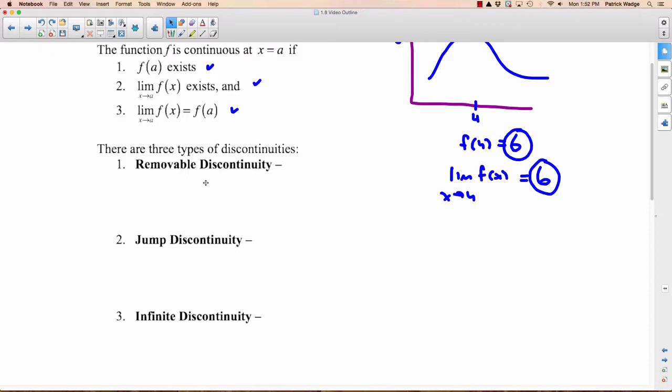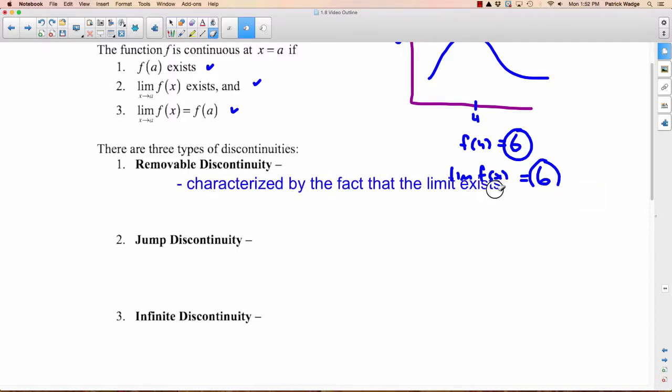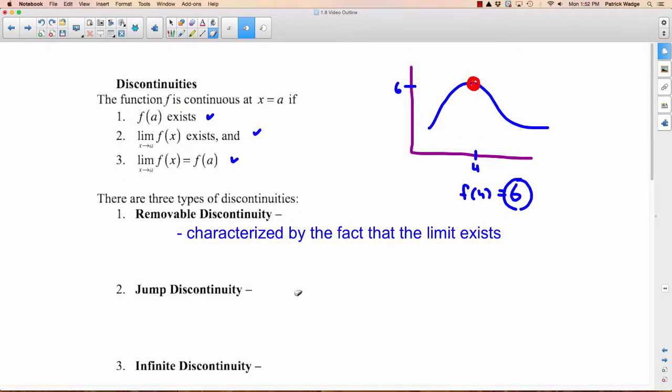So with a removable discontinuity, it's characterized by the fact that the limit exists. The limit does exist, even if we have this open circle here. In this case right here, the limit does exist, because if I look from the left-hand side, as I get closer and closer to 4, it's approaching 6. As I look from the right-hand side, and I get closer and closer to 4, it's approaching 6. So yeah, the limit exists.